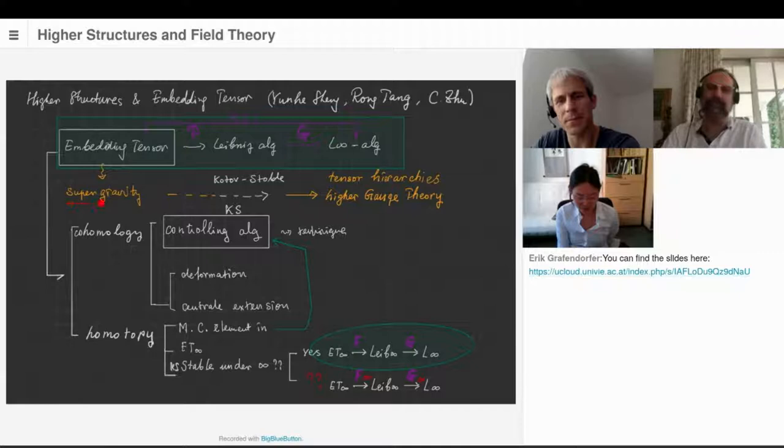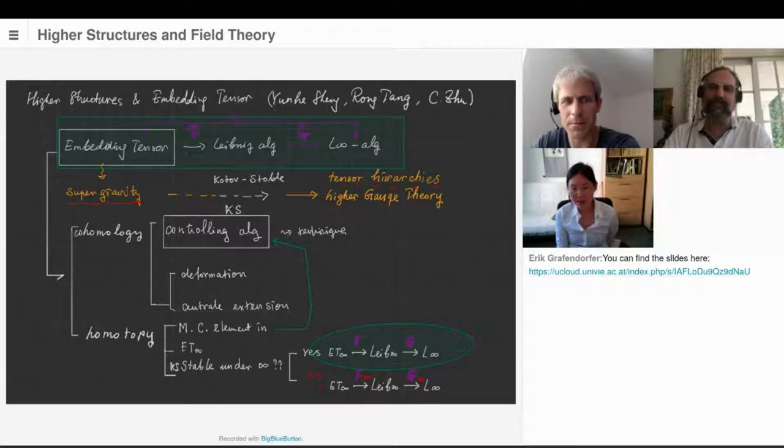supergravity, described using embedding tensor, to tensor hierarchy in higher gauge theory, and mathematically the target of this higher gauge theory is actually L-infinity algebra. So mathematically, there is a way to go from what gives you supergravity, namely this embedding tensor, to the ingredient of the tensor hierarchy, namely the L-infinity algebra.